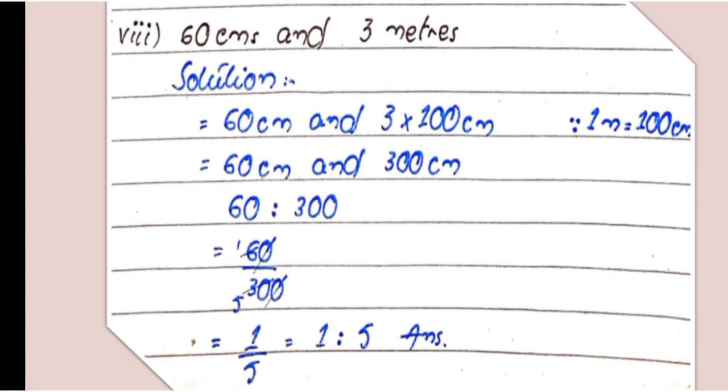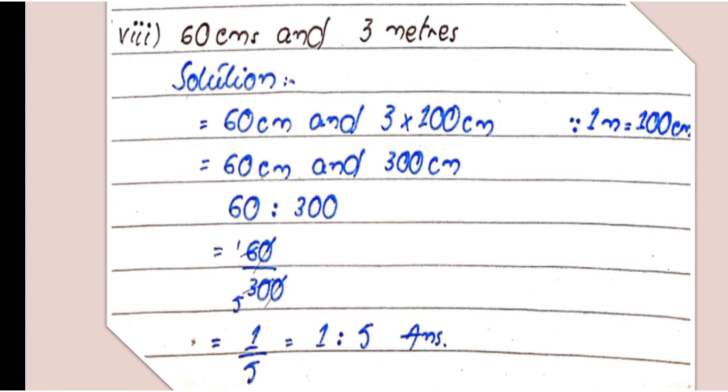Now part 8 is 60 centimeters and 3 meters. First we need to have similar units, and for that purpose I need to convert centimeters into meters, or I need to convert meters into centimeters. But I chose to convert meters into centimeters, and we know that there are 100 centimeters in 1 meter. That's why I've multiplied this 3 by 100, which will be equal to 300 centimeters. Now find the ratio of these two.